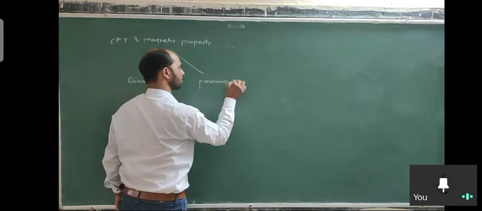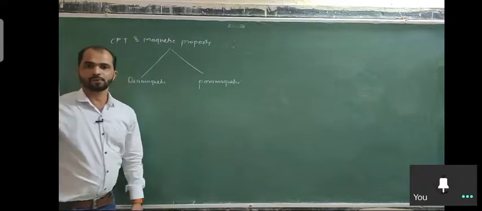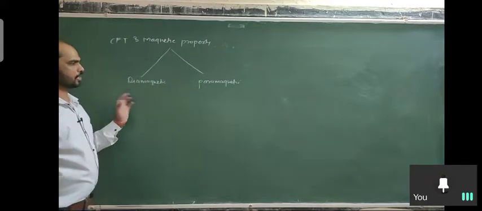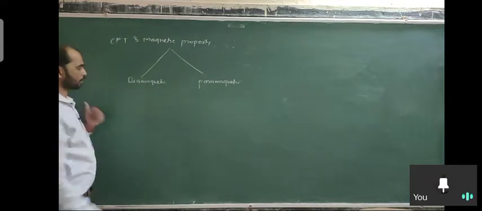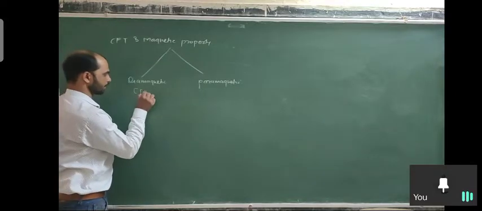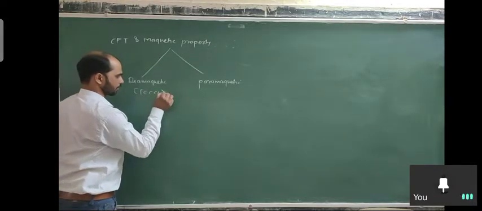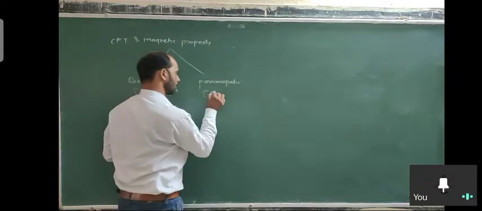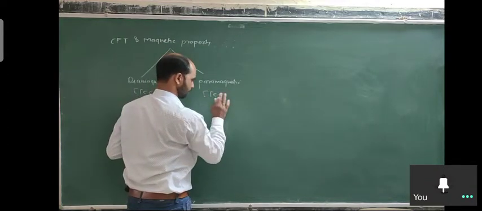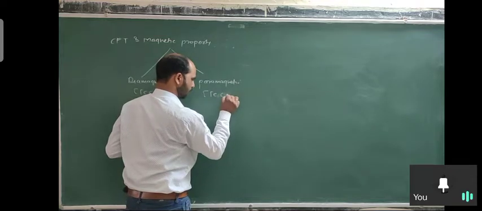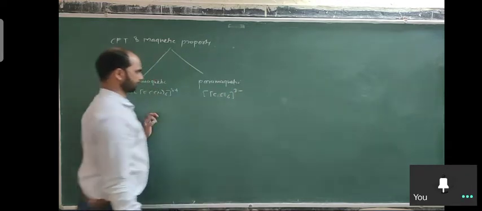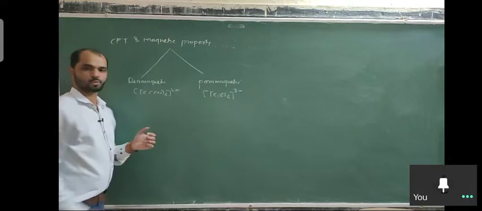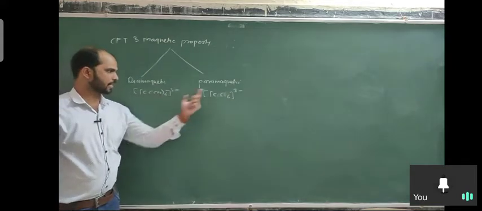Okay, so diamagnetic and paramagnetic. If we consider examples for comparison, suppose you consider here [Fe(CN)6]3- and here [FeCl6]3-. Sorry, 3 minus. So what happened here? Here is a cyanide, here is a Cl.